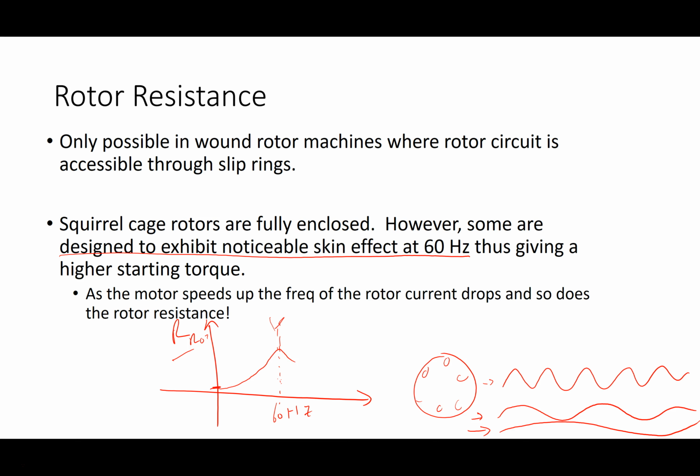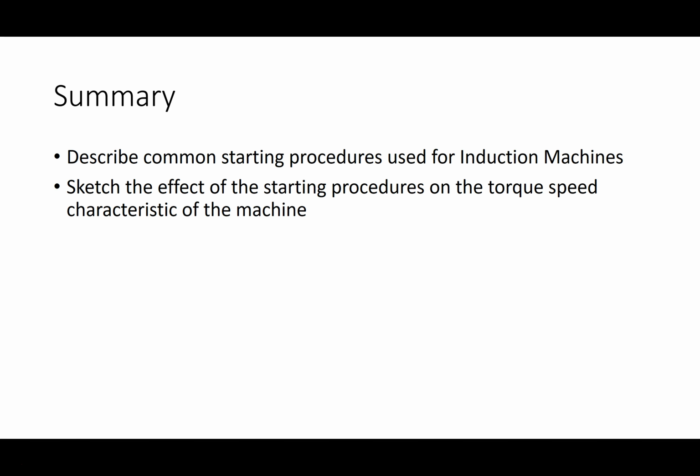So in summary, by now you should understand the two common starting procedures used for induction machines, and you should be able to sketch the effect of these starting procedures on the torque speed characteristic of the machine. Particularly, note how the maximum torque, the starting torque, and the slip at which maximum torque occurs change for each of these two methods.